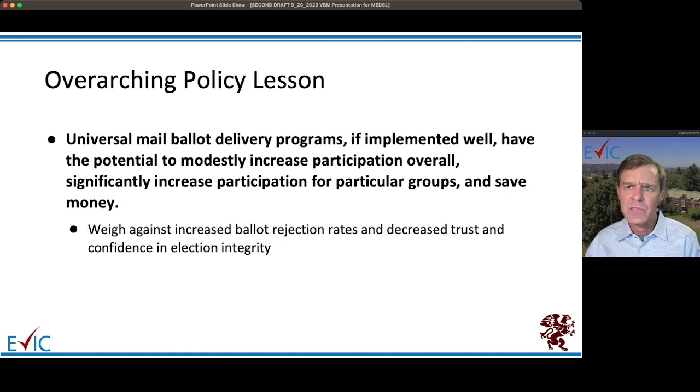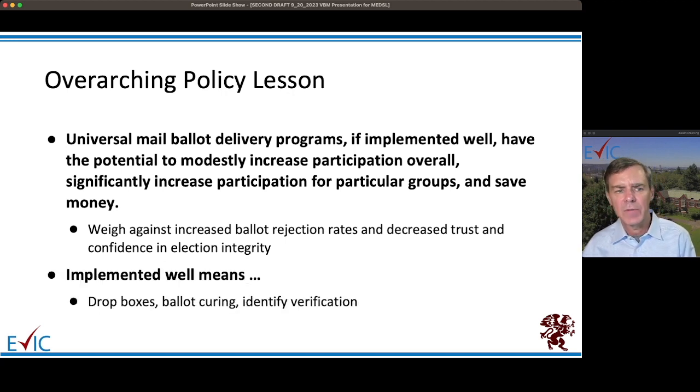Our overall message from this report is that universal mail ballot delivery programs, if implemented well, can modestly improve turnout, and can really help particular groups that have challenges in getting to the polling place. But there may be a cost associated with that. The cost might be higher ballot rejection rates and lower levels of confidence. Implemented well, what does that mean? Drop boxes. Voters really love drop boxes. Some sort of ballot curing process, and of course a secure and trusted system for identity verification.